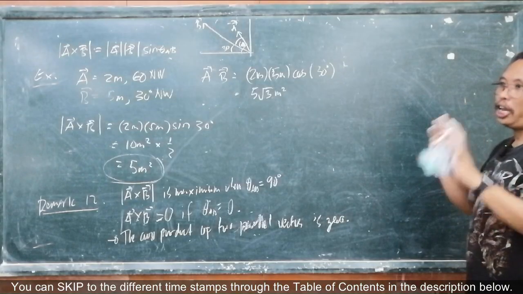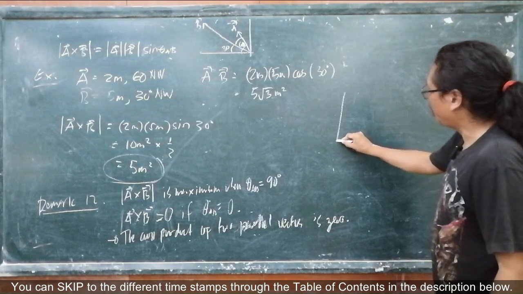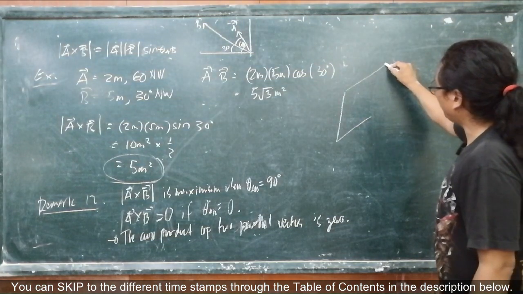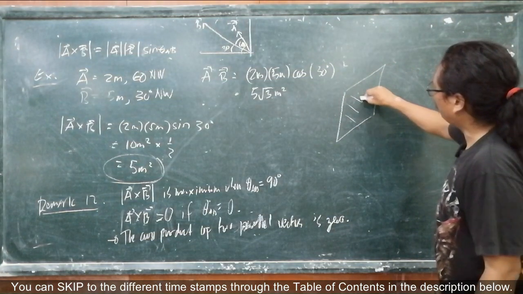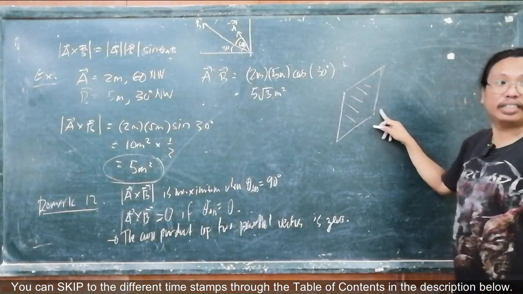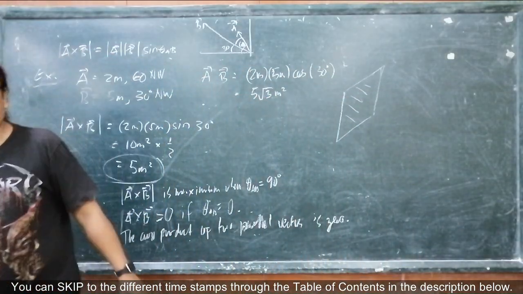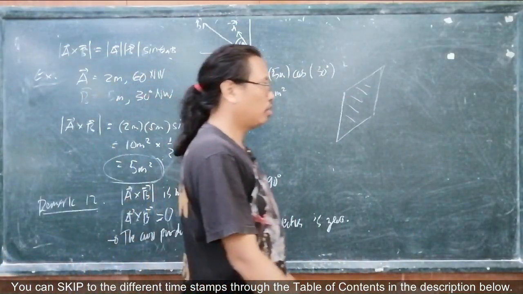Again, some sort of a review. The cross product: if this is vector A and this is vector B, the magnitude of the cross product is the area of this parallelogram formed by A and B.